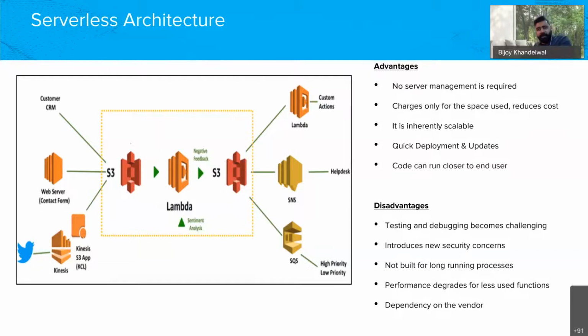There's a dependency on vendor. Yes, if you use services from AWS, build your whole data pipeline on AWS, yes, you are dependent on them, just like Netflix is. There's a performance degrade for less used applications. Yes, these cloud providers use a caching mechanism. So if something is very less used, yes, you will have delays there. So there may be performance degrades. So these are some of the disadvantages.